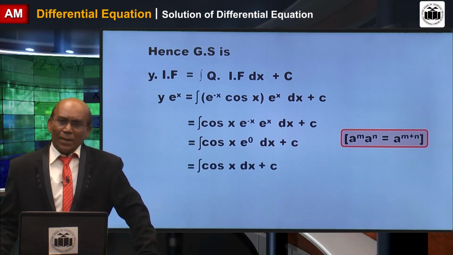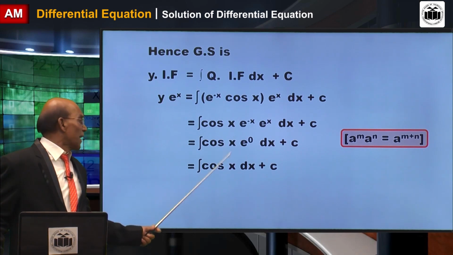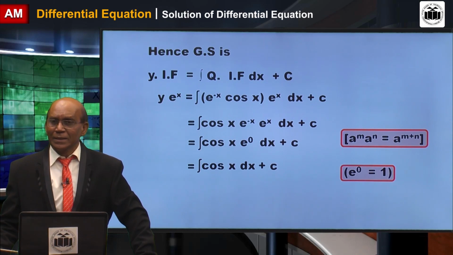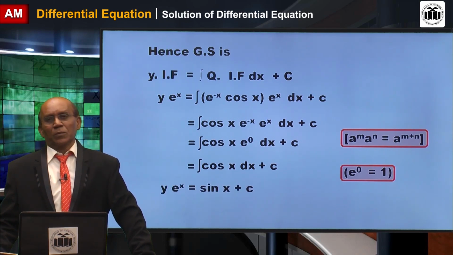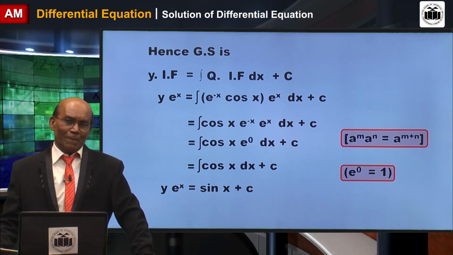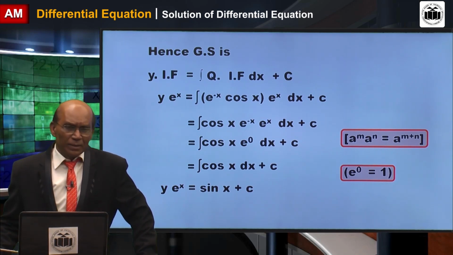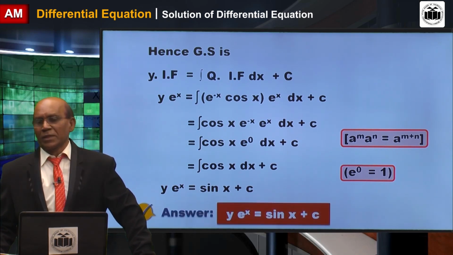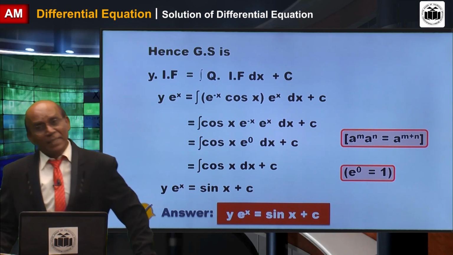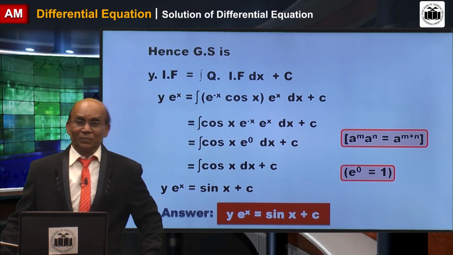So the next step we get is integral cos x dx plus c. This is again one of the standard forms given in integration. So the value of this one is y e raised to x equals sin x plus c. Yes, my dear students, can you guess the answer for this one? The answer is y e raised to x equals sin x plus c. You can interpret that answer in terms of y also. Keep that in mind.